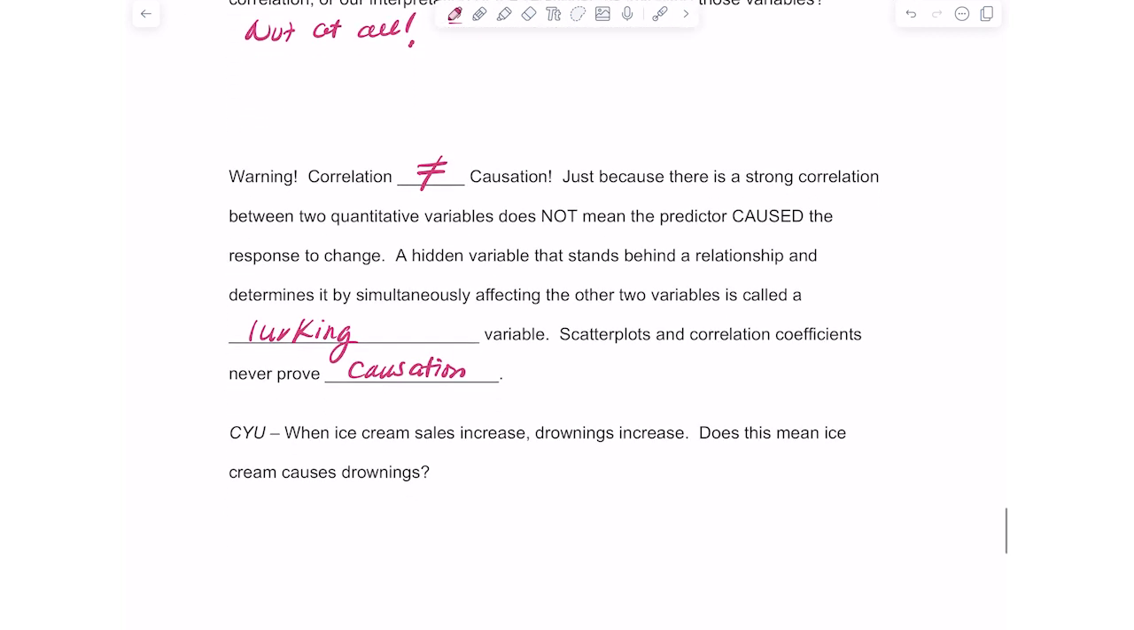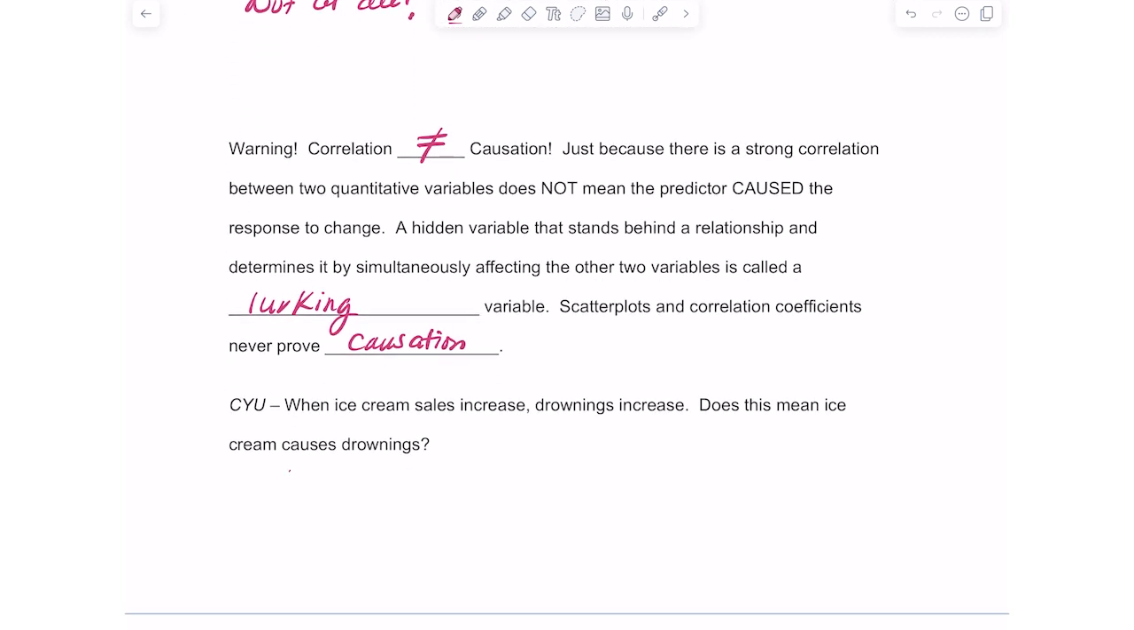Here's an example. When ice cream sales increase, drownings increase. Okay, does this mean ice cream causes drownings? Take a minute and pause the video and think about that question and answer, and then unpause when you're ready.